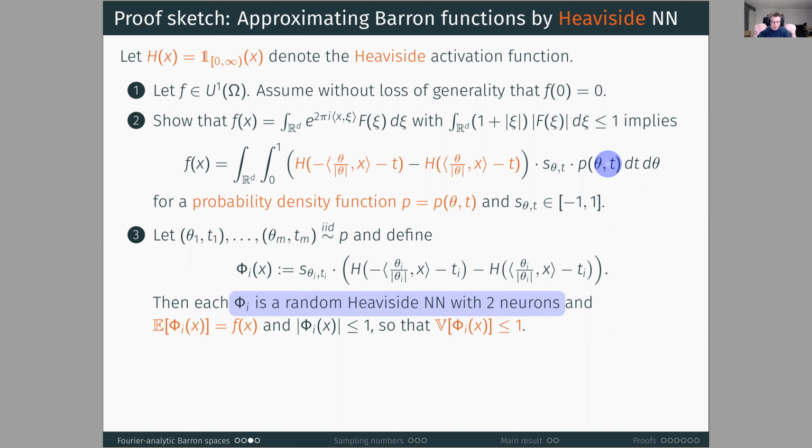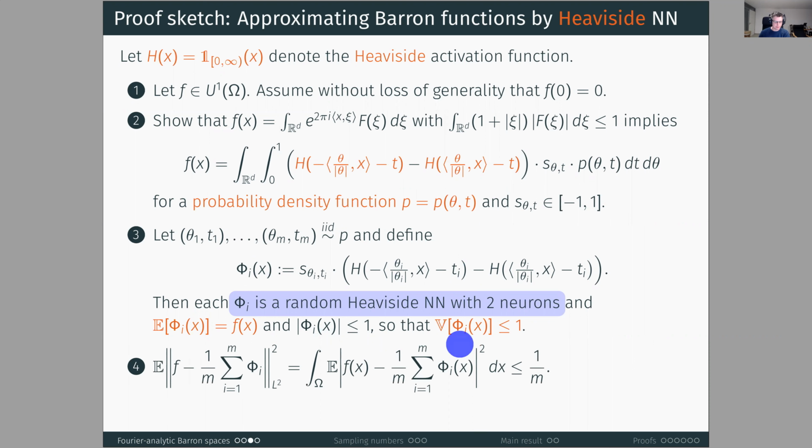And then we consider a random Heaviside network with 2 neurons, which is just, you take this full shebang here and everywhere plug in your theta_i and your t_i. Then this phi_i is a random Heaviside neural network with just 2 neurons. And in expectation, just because of this equation here, it exactly gives you f(x) at each individual point x. And this thing here is bounded in absolute value by 1, meaning that the variance is also less or equal than 1. And then you can just use a very standard law of large numbers argument.